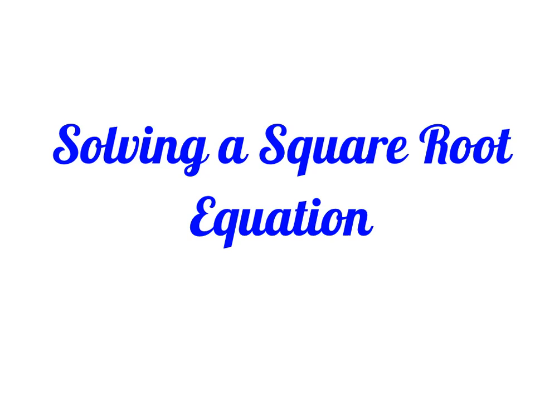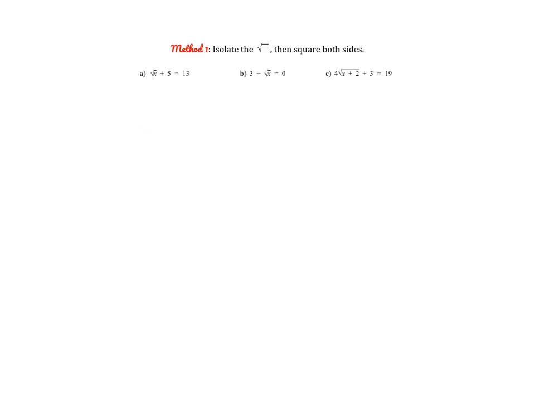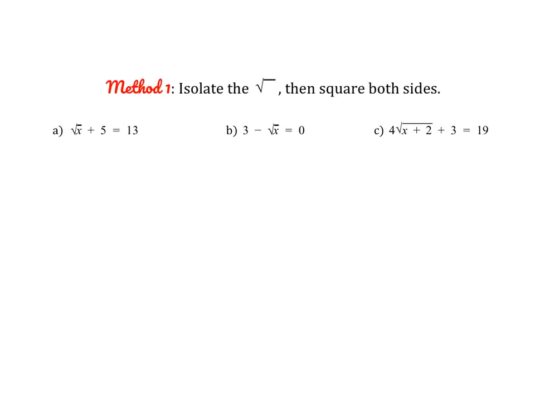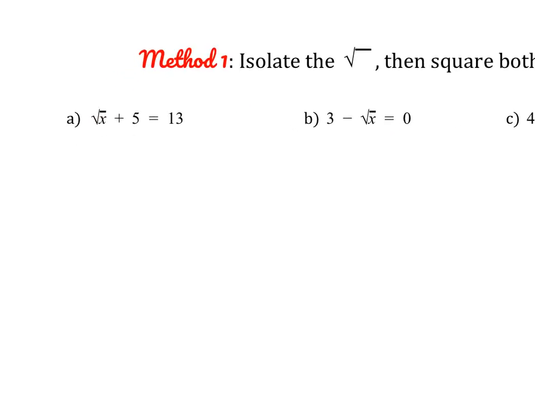Hi everyone, today we are going to learn how to solve a square root equation. There's two different methods we're going to use, and it depends on how the equation looks. Method one is to isolate the square root completely and then square both sides to undo the square root. We're going to use this method when we have a single square root like we do in these three equations. Let's do these really quick.